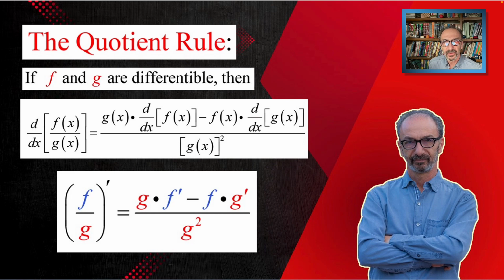Hi, today we're going to go over the quotient rule in derivatives, and we're going to prove that if f and g are differentiable, then the derivative of f divided by g, the quotient, will give me the following, which in short, the derivative of f over g will be g squared in the denominator. On the top, I have g times f prime minus f times g prime.